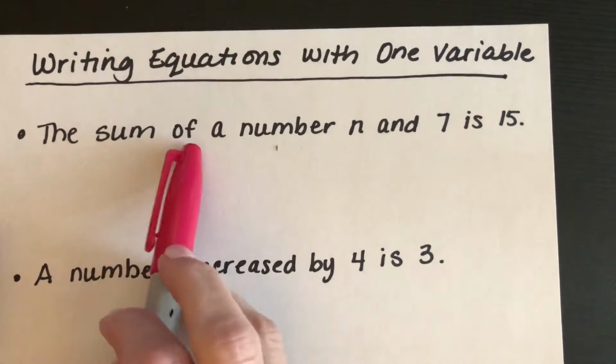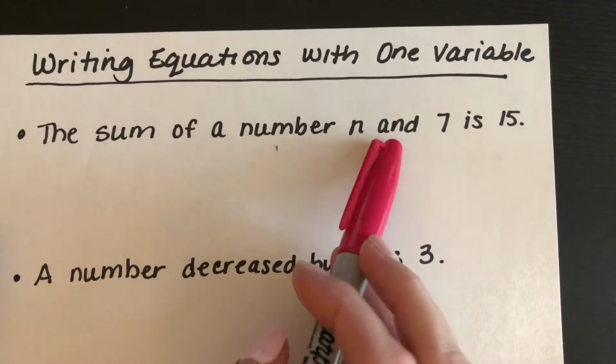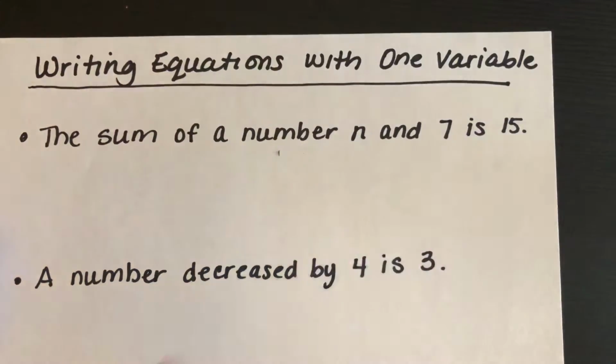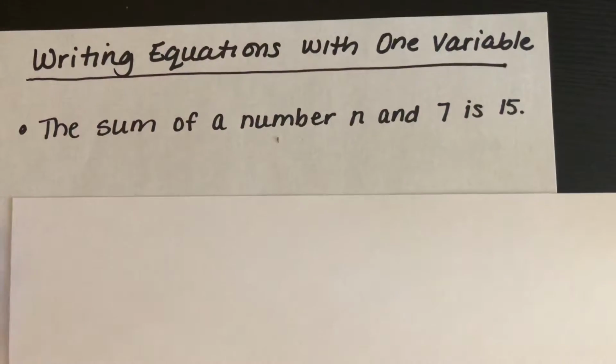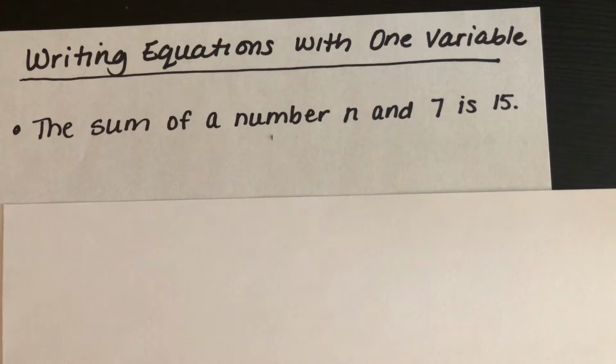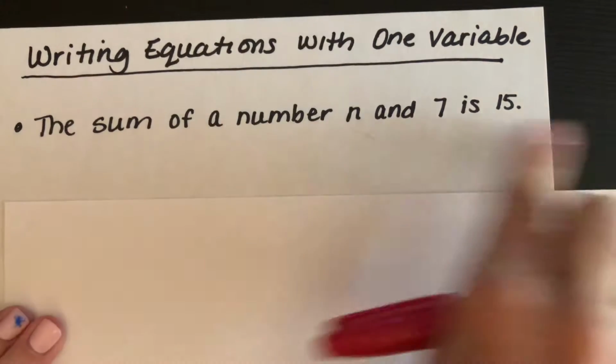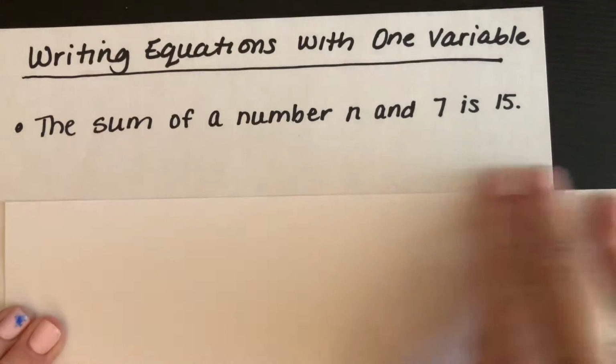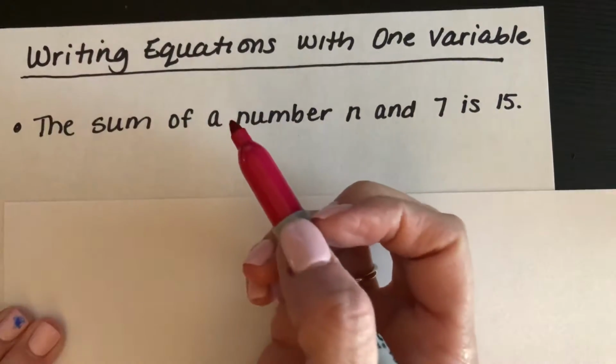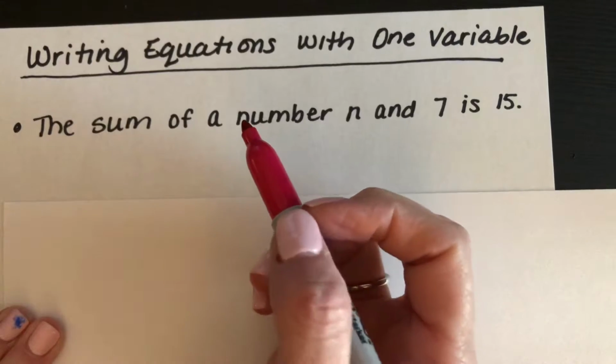The sum of a number n and 7 is 15. Take a minute to write that down. Pause if you need to. Okay, so what I want you to do as you are trying to write out your math sentences, I want you to go ahead and take your pencil and circle things, okay?